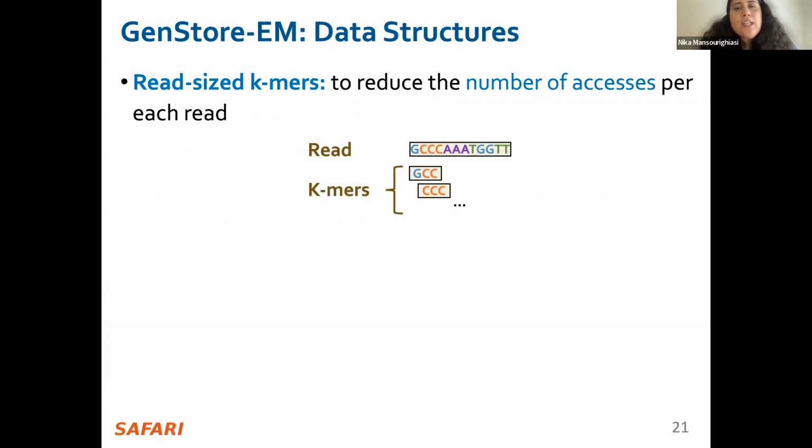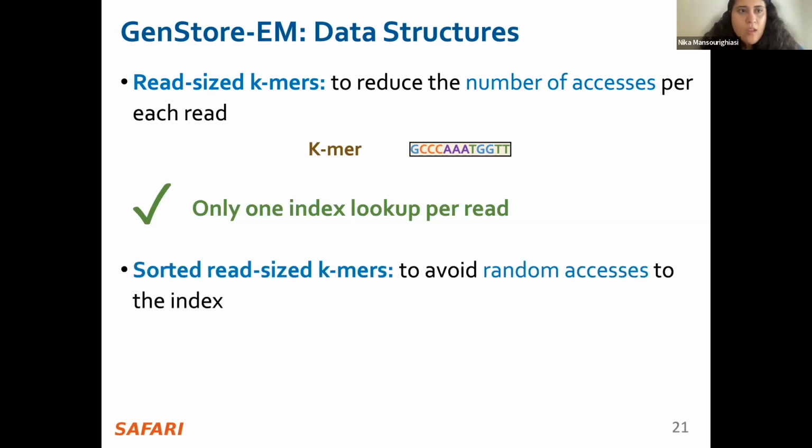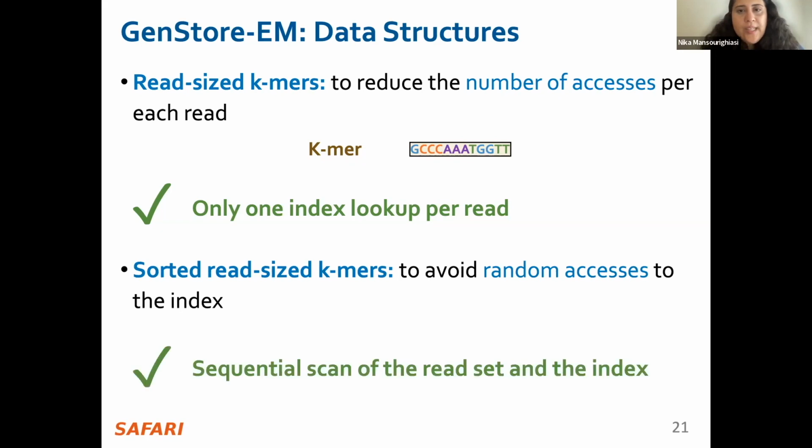To reduce the number of accesses per read, we introduced the concept of read-sized k-mers. Therefore, instead of having separate k-mers extracted from the read, we can consider the whole read as one k-mer. So with a read-length k-mer, we have only one index lookup per read. Now that we only have one access per read, we can also avoid random accesses to the index by introducing a sorted index of read-sized k-mers. This sorted index allows finding exact matches via sequential scanning of the read sets and the index.